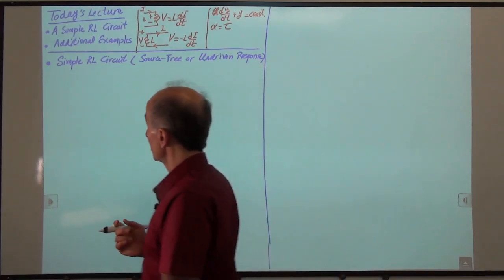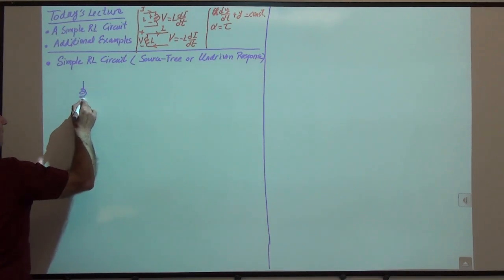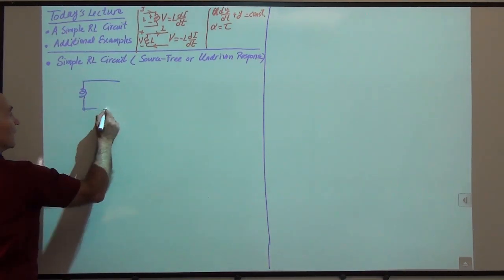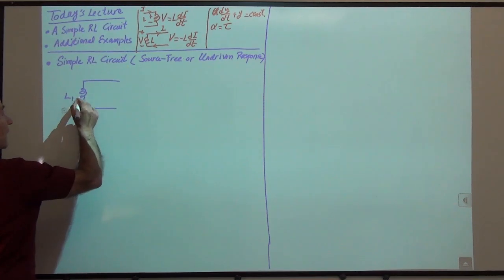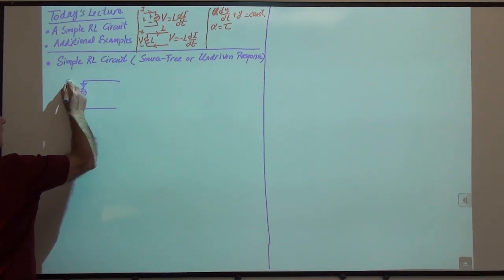Here's how we're going to do it. We start out with an inductor. We call it L1, and this inductor happens to have an initial current I0 through it.